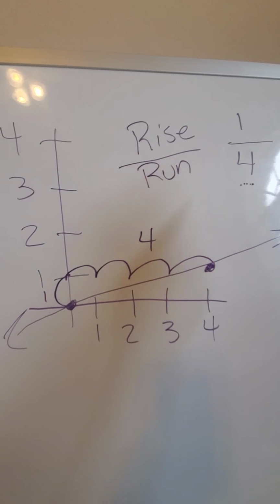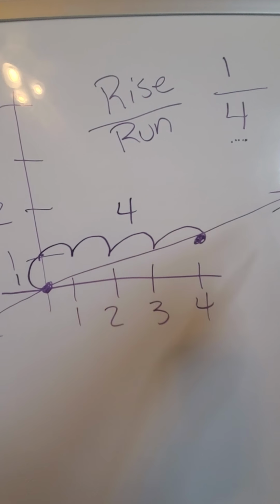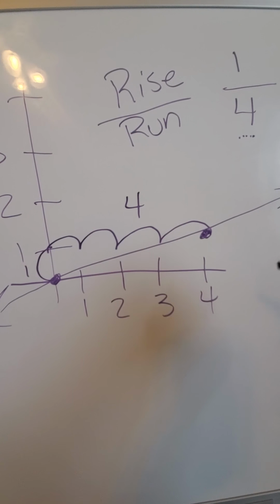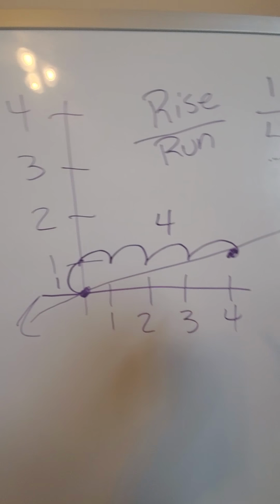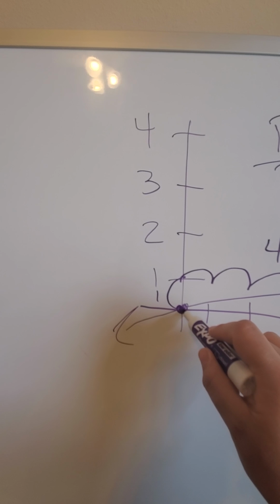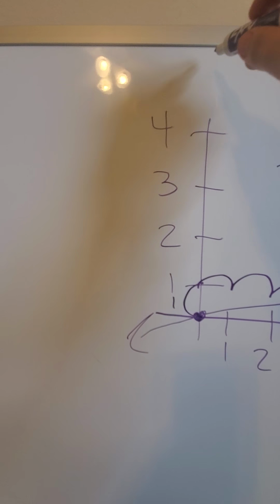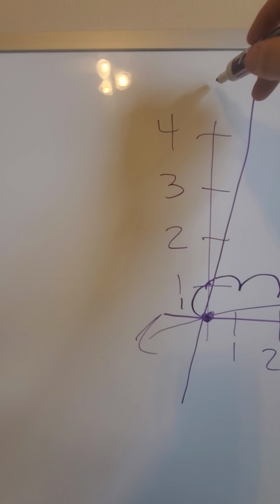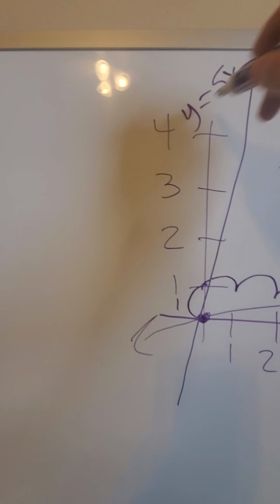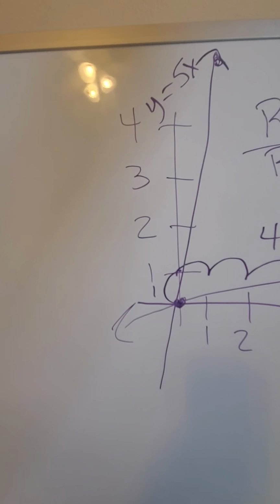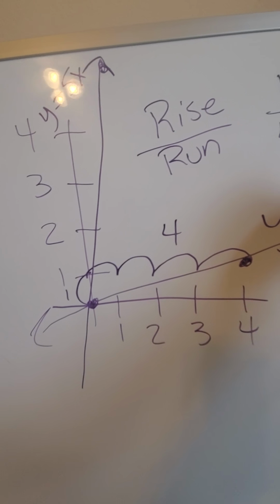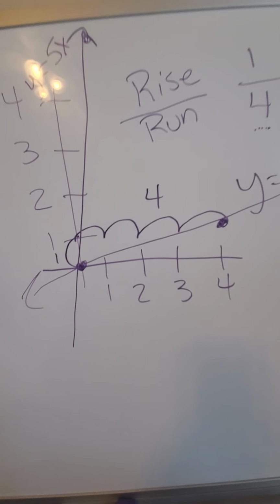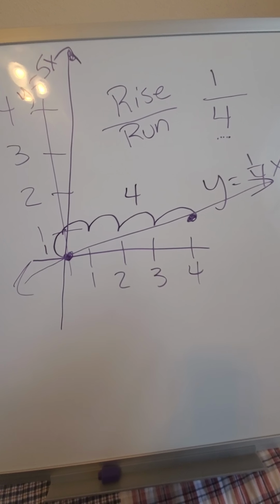Notice the smaller this number is, the more shallow, closer to being horizontal my line is. If I have a slope of, let's say, 5, then I would go up 1, 2, 3, 4, 5 over 1. See how much steeper that would be with a slope of 5? See, y equals 5x is going up pretty quick, where y equals 1/4 x is taking a lot longer to come up. So keep that in mind as you're working through that next section on slope.